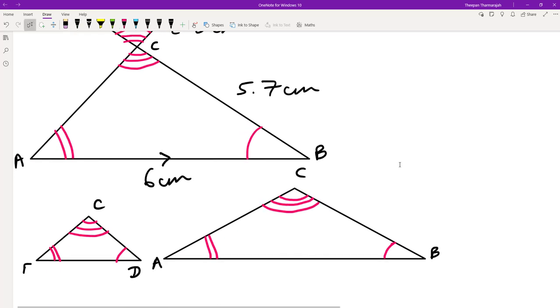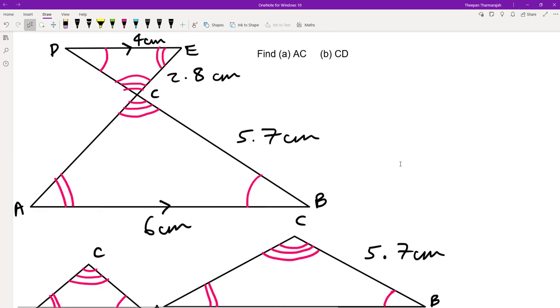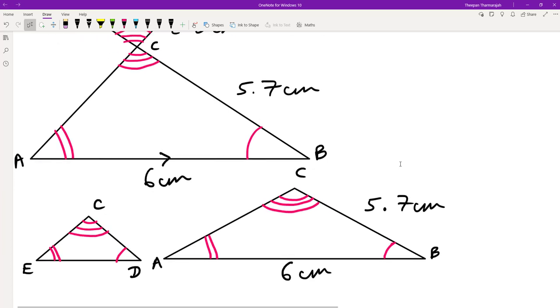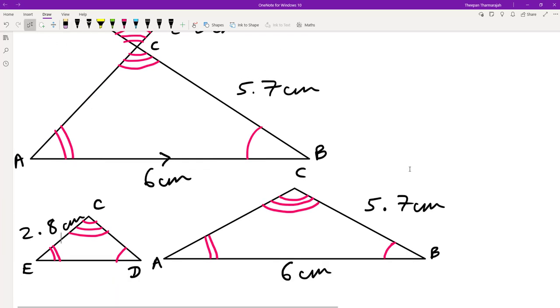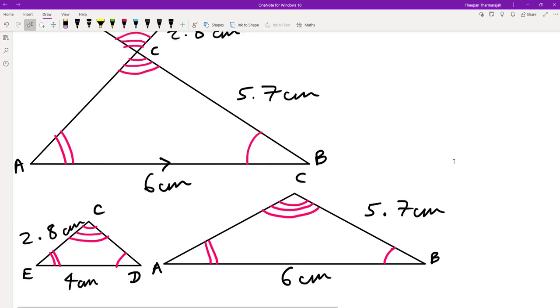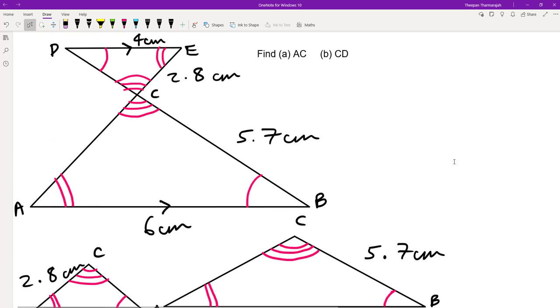Now we can write in our lengths. So AB is 6 centimeters, BC is 5.7 centimeters, and then on the smaller triangle, EC is 2.8, so we could write that in 2.8 centimeters. And then DE is 4 centimeters. So here are our similar triangles, and we need to work out AC and CD.